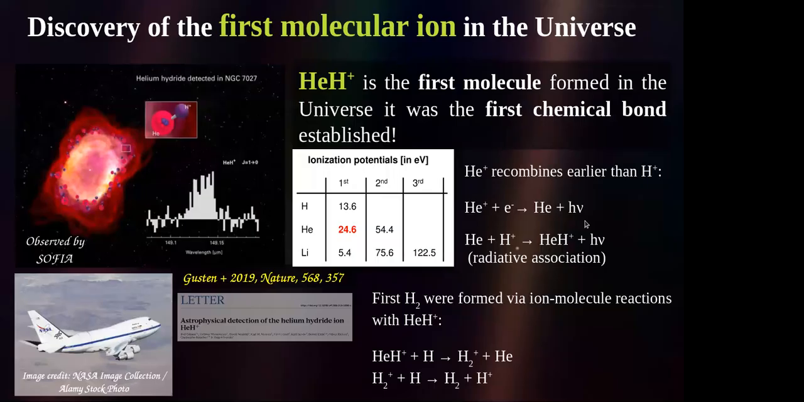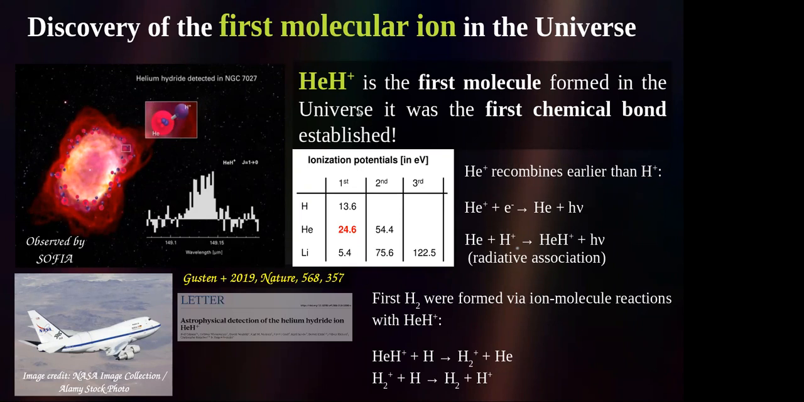So, the discovery of the first molecular ion in the universe, which is known as HeH+. Recently, it was detected by Güsten and others in 2019 towards the planetary nebula NGC 7027 by SOFIA space-based observation. They detected the ground state rotational transition J equal to 1-0 towards this source in the range of 149 micrometers.